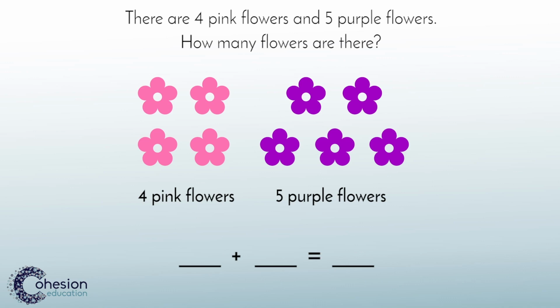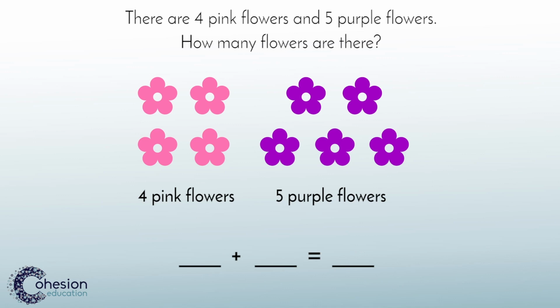Solving this problem is very similar to solving an adding to type of problem. However, in this problem, there is no action described in the scenario. Nothing is coming to join another group, or no one is getting more of something. There are just two groups of items that can be put together to find a total amount.